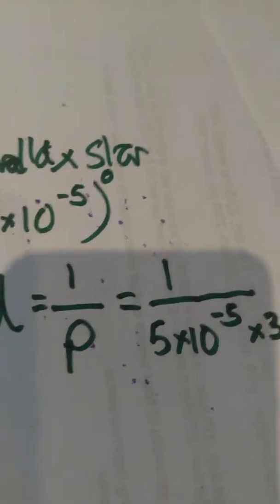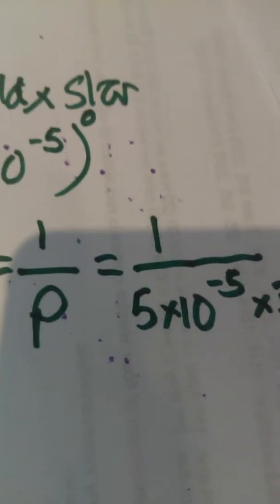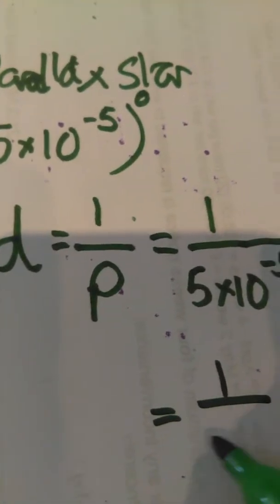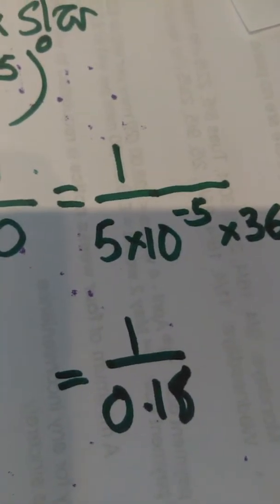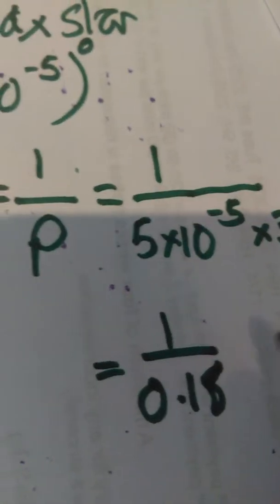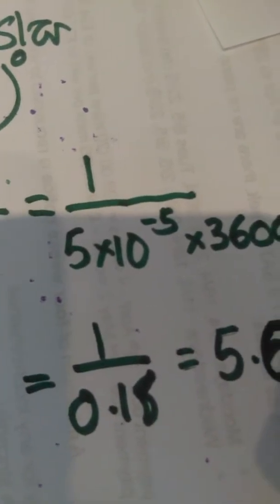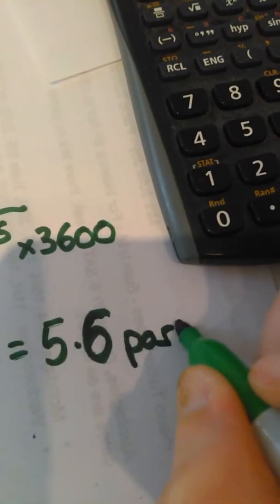So if I just do that bottom bit of the equation first, I've got 5 times 10 to the minus 5 multiplied by 3,600. That comes out to be 0.18 arc seconds. So 1 divided by 0.18 arc seconds gives an answer of 5.5 recurring, so 5.6 to two significant figures. And because we're using this equation, that's going to be in parsec.